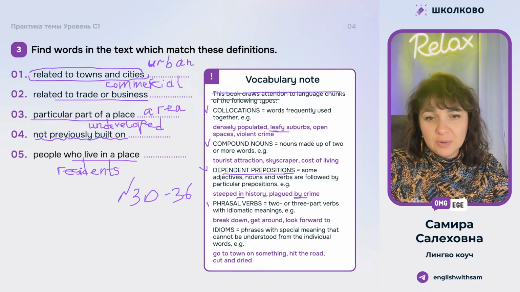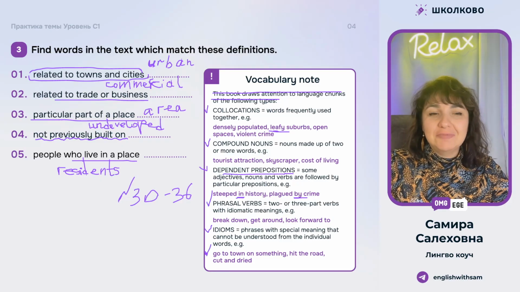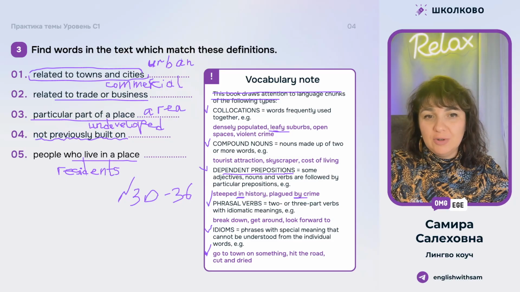We also have phrasal verbs, two or three part verbs with idiomatic meanings. Well, you know what it is. Break down, get around, look forward to. And we have idioms, phrases with special meanings that cannot be understood from the individual words. For example, go to town on something, hit the road, cut and dried. Okay, just some examples, and you know all of them, right? So we have collocations, compound nouns, dependent prepositions, phrasal verbs, idioms.